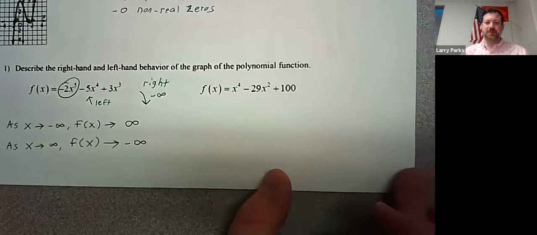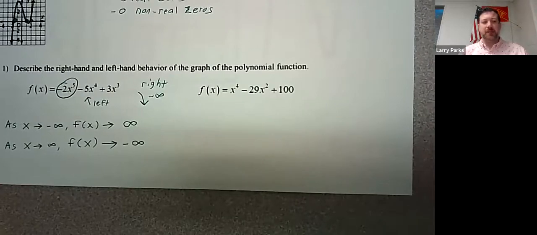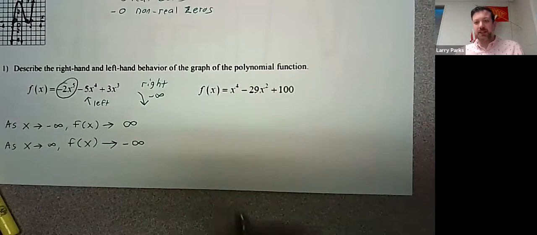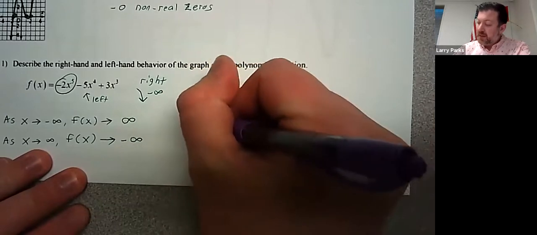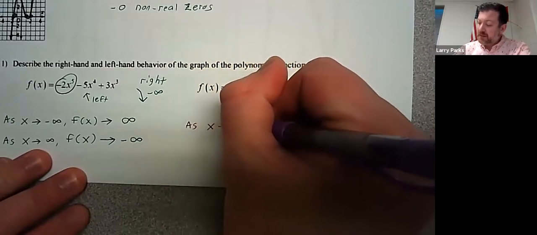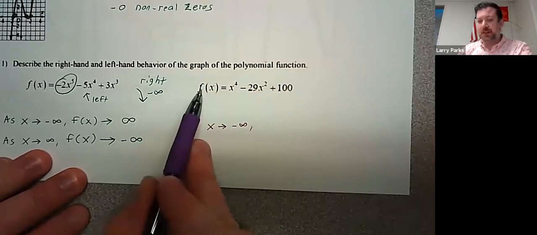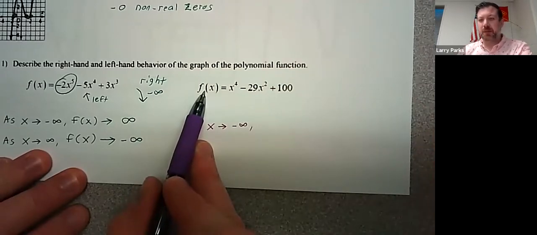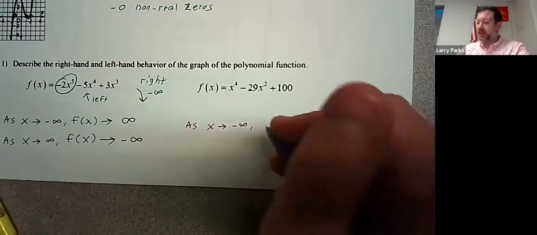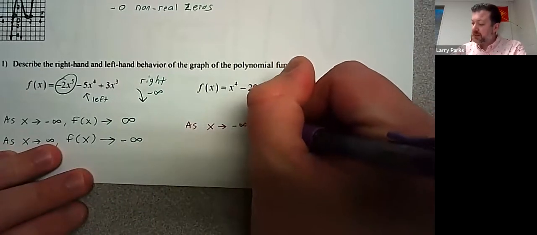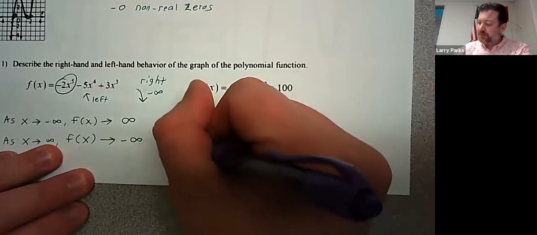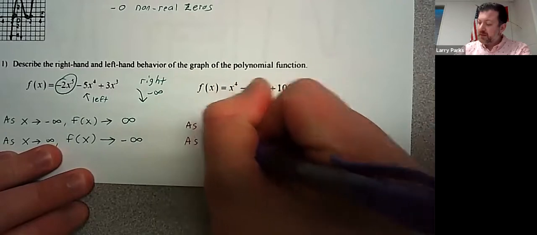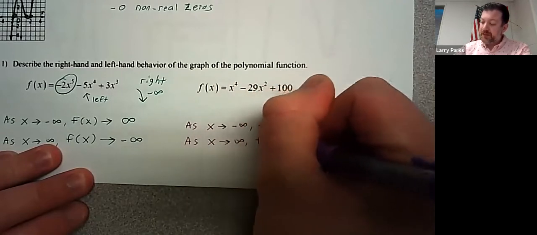Next one. Describe the right and left-hand behavior. So the first part's going to be the same. So you're going to talk about the left and the right. You're going to say as x goes to the left, what does the function do? Notice our function is called f of x on both. That's why I'm using f of x. So the function does what? And then as you go to the right, what does the function do?